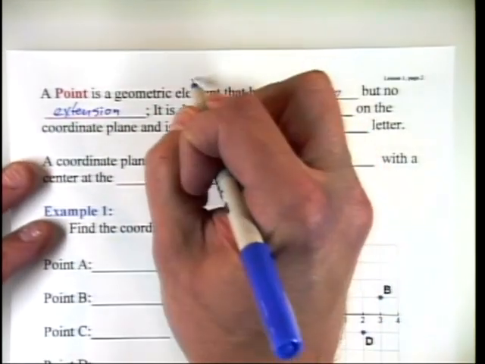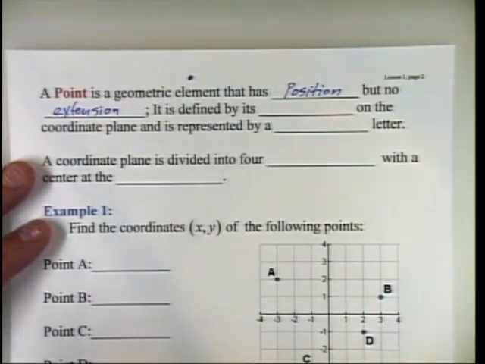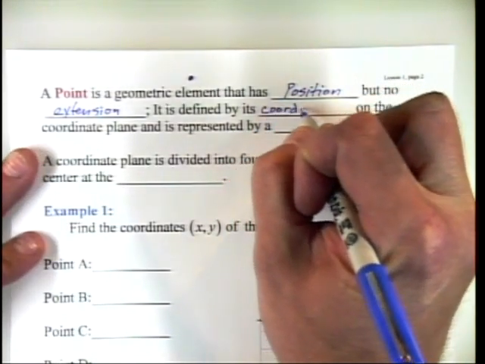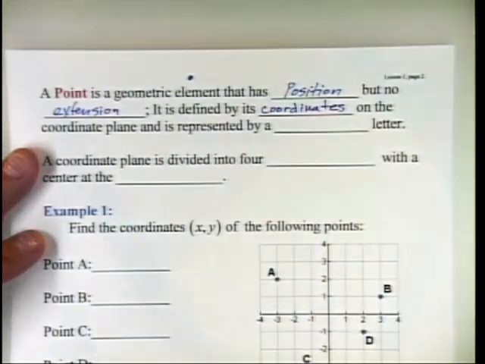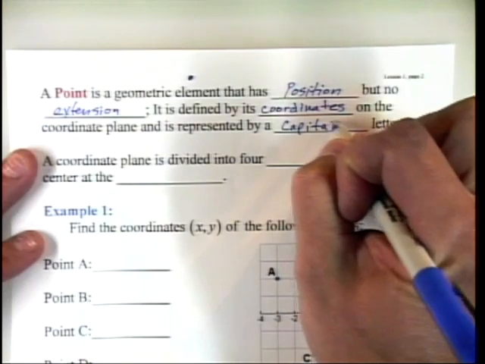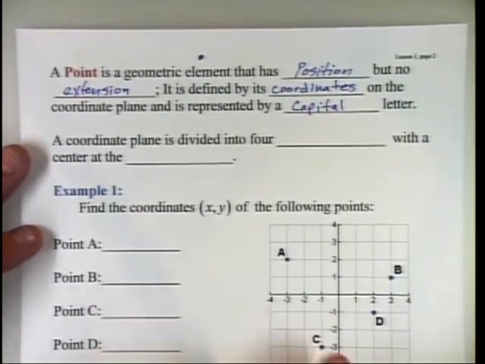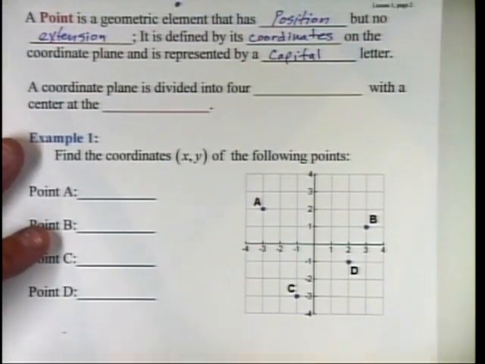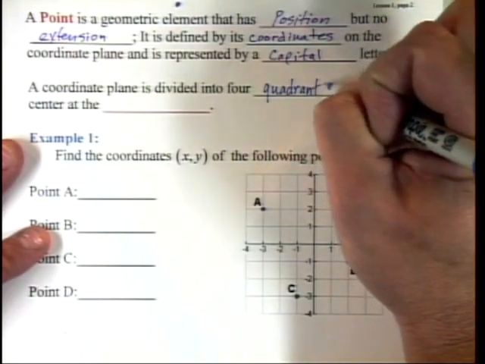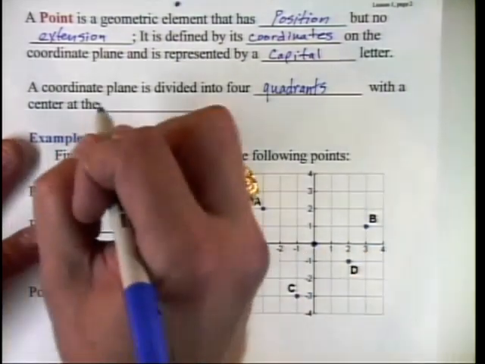When we draw a point, we usually make a dark enough circle so that you or your teacher can see it. But bear in mind that a point is infinitely small. Okay? It is defined by its coordinates on the coordinate plane, and it's represented by a capital letter. A coordinate plane, it's worth talking about that. A coordinate plane, as you see down here, is divided into 4 quadrants with a center, which I'll draw right here, that has a name.